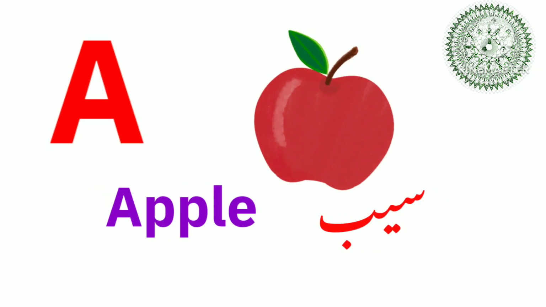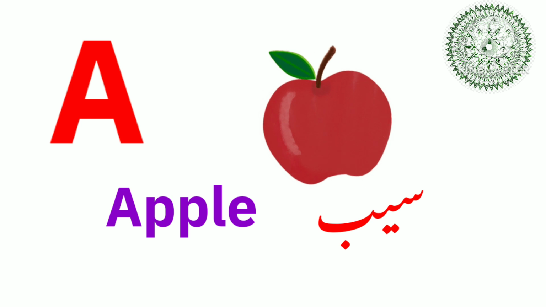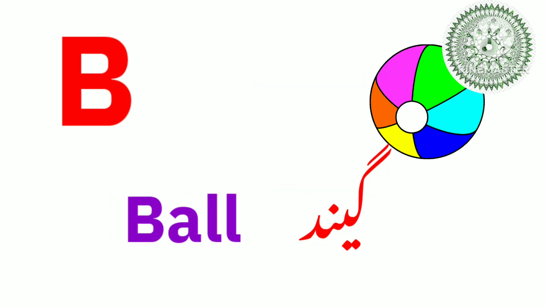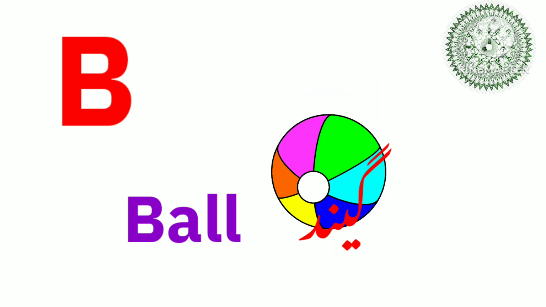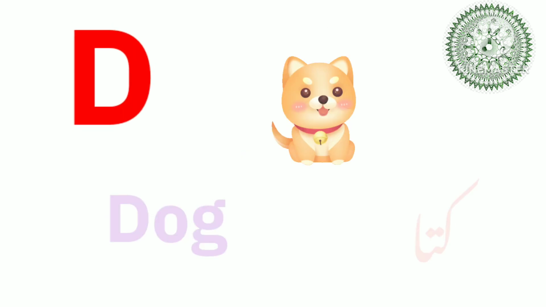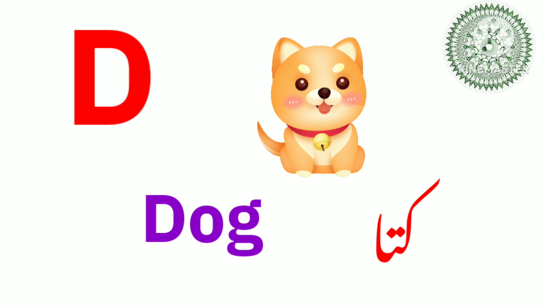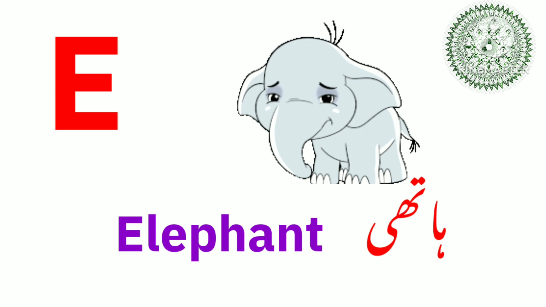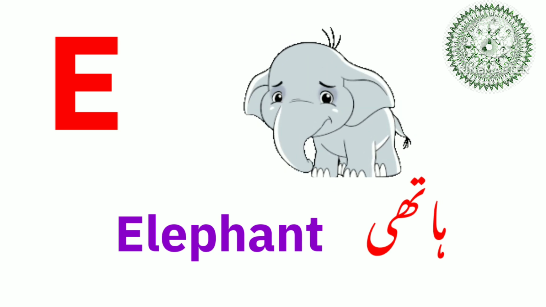A is for apple. Apple mean shape. B is for ball. Ball mean gain. C is for cat. Cat mean billy. D is for dog. Dog mean kutta. E is for elephant. Hathi.